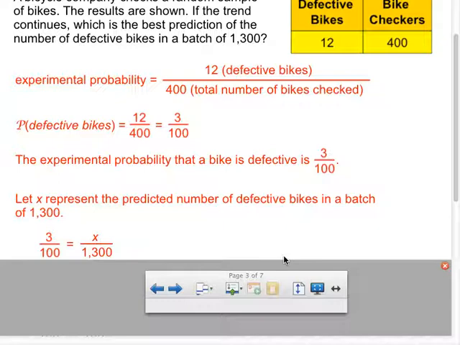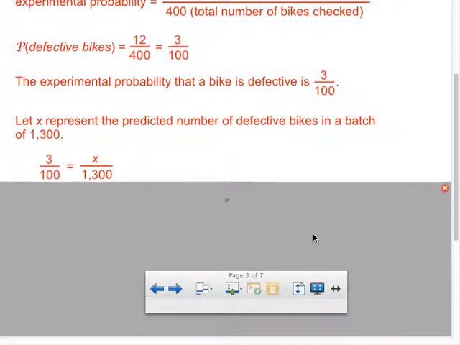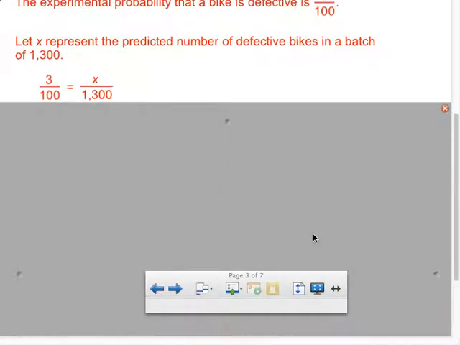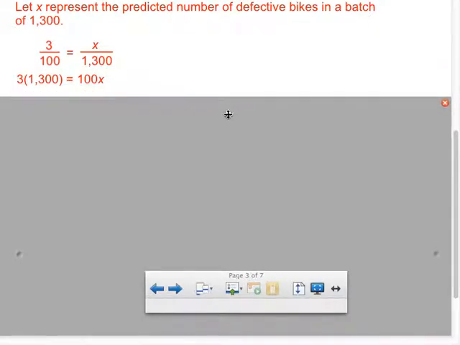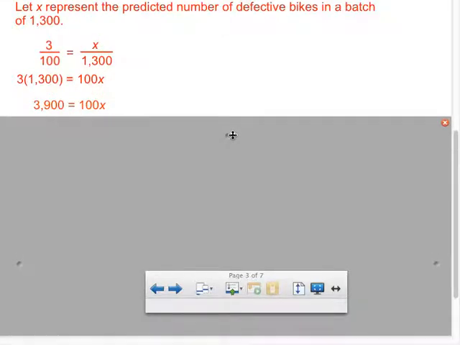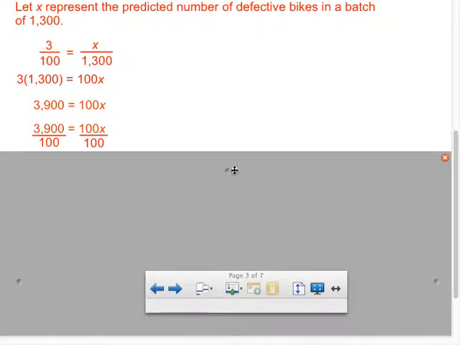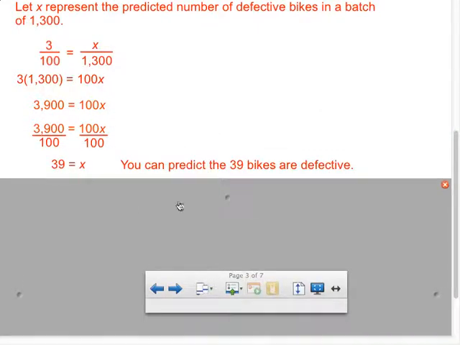Solve by using the cross product like Trinity just said. Who's got an answer for me? Unisa, you said 39? Some other people got 39. So when you take the cross product, here's what you end up with. You simplify that. Divide both sides by 100. 39 bikes were defective in a batch of 1,300 bikes.